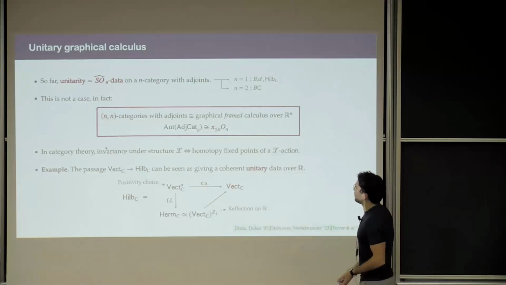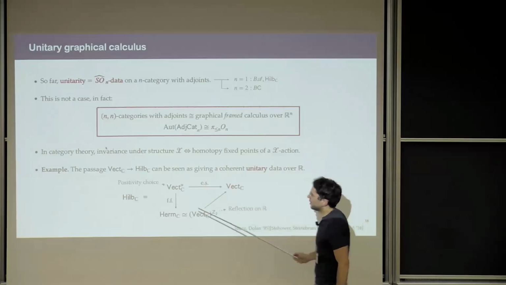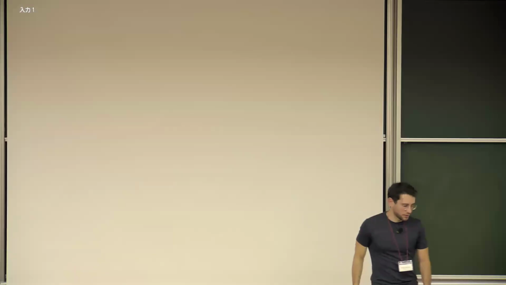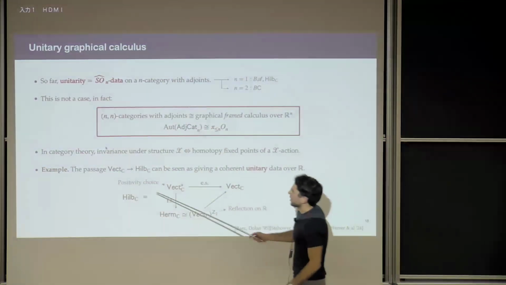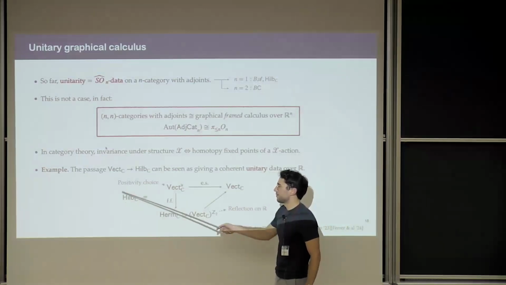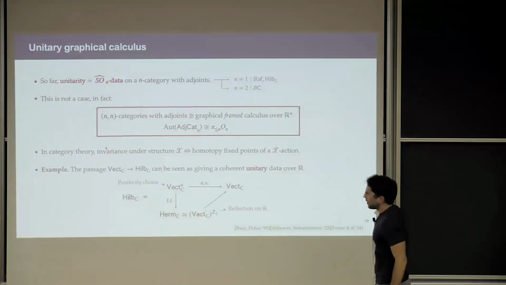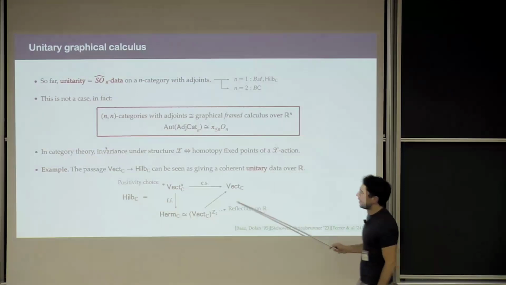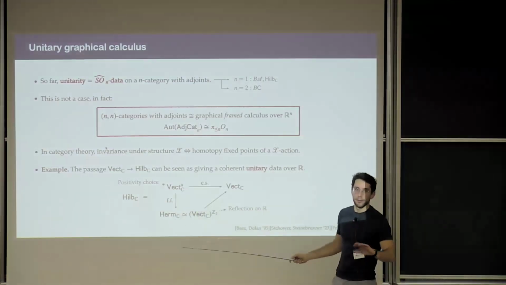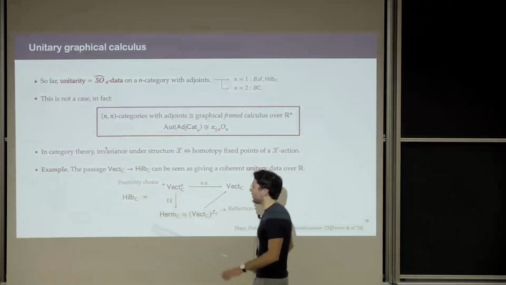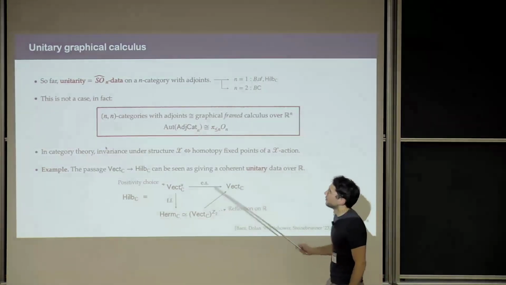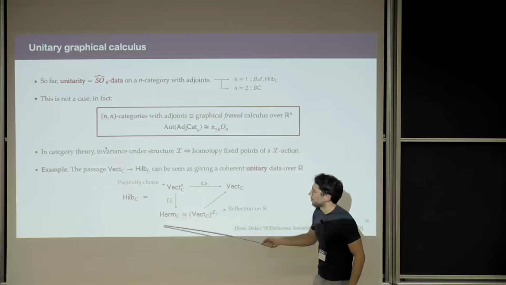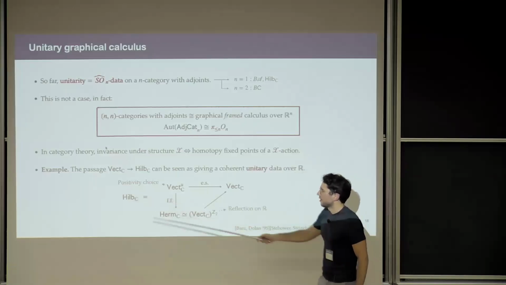As a particular example, when we ask the category of Hilbert spaces to be unitary, it turns out that we actually, a bit unconsciously, required some homotopy fixed point with respect to the involutions, with respect to the reflection on a line. And that's precisely part of the data that you need to require in order to define a unitary category like Hilbert C.